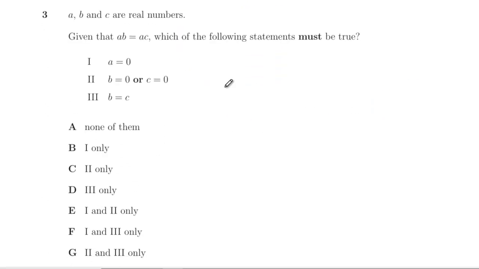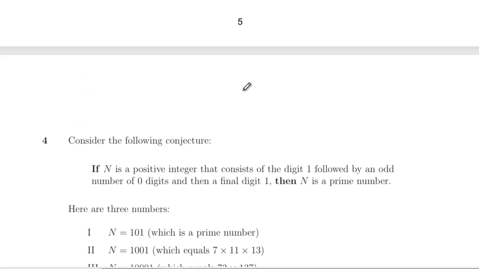Question 3. A, B and C are real numbers. Given AB equals AC, which of the following statements must be true? A is 0. Well, B could be C, so no. B is 0 or C is 0. Well, no, A could be 0. B is C. No, A could be 0, so none of them. That was a real gimme of a question.